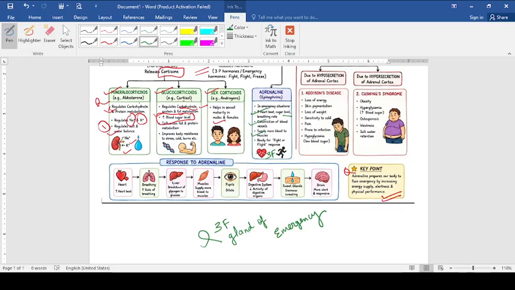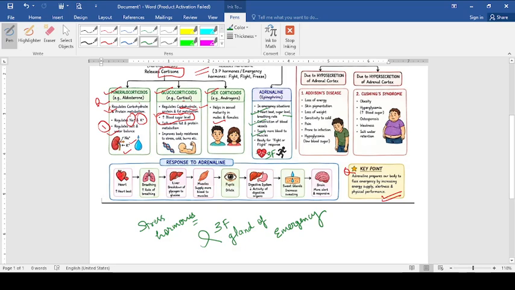So you can answer in that way, because it is preparing us for the fear, fight, and flight. Adrenaline is also called a stress hormone, because it regulates our body functions in the stressful condition. So it is called a stress hormone. Now this adrenaline is performing so many functions in our body.